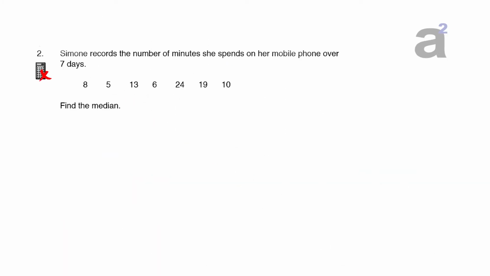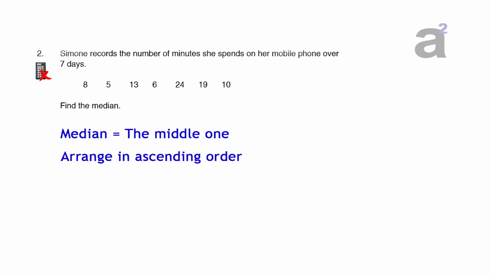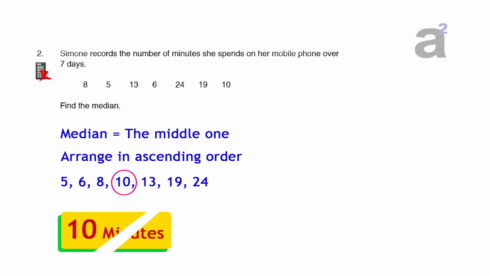Second question. Simon records the number of minutes she spends on her mobile phone over 7 days. Find the median. Median means the middle one. So we have to arrange the data in order. So the least is 5 and the highest is 24. Let's arrange it. You can see that 10 is the middle one. So that is the median.